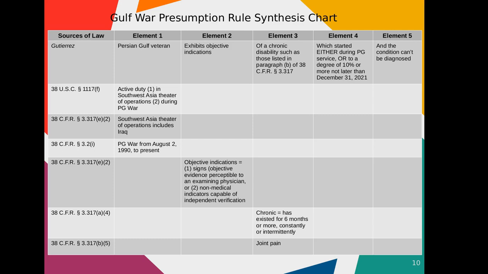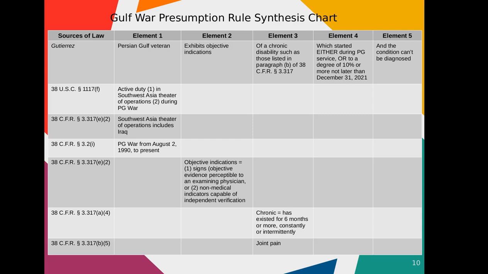You can see that 1117F, 3.317E2, and 3.2I all apply to element 1. What is a Persian Gulf veteran? A Persian Gulf veteran had active duty in the Southwest Asia Theater of Operations, which includes Iraq, and they had active duty in that area during the Persian Gulf War, which is August 2nd, 1990 to the present.